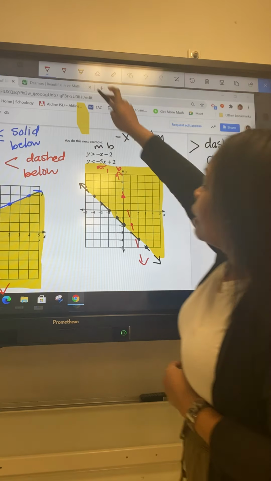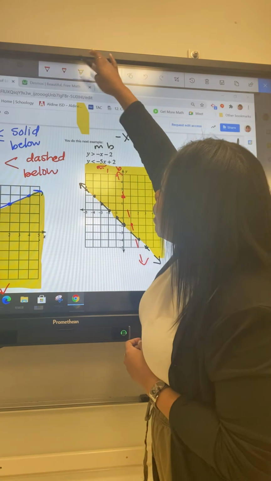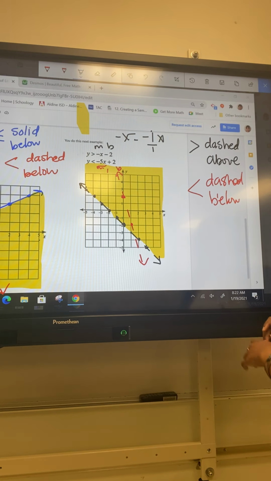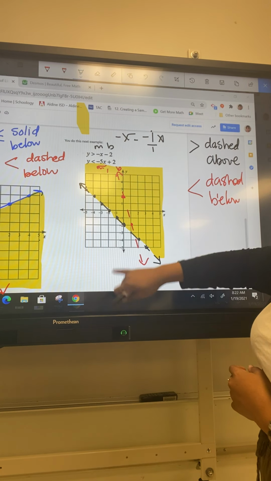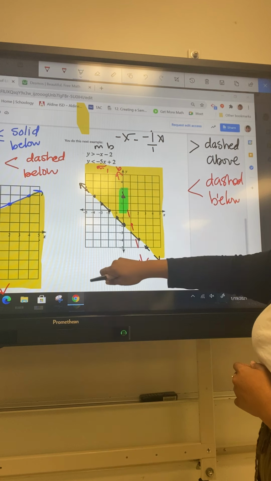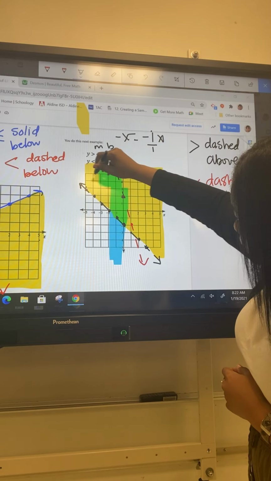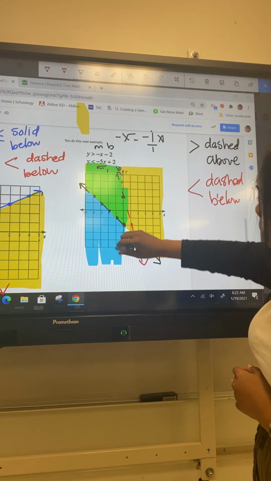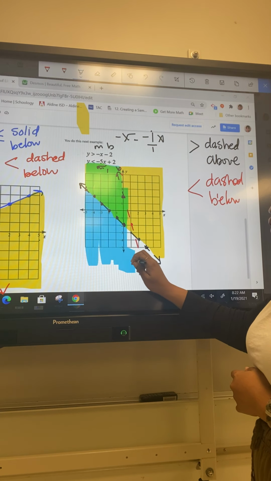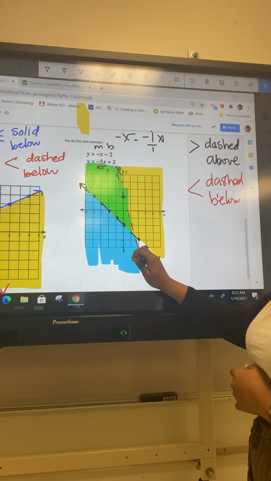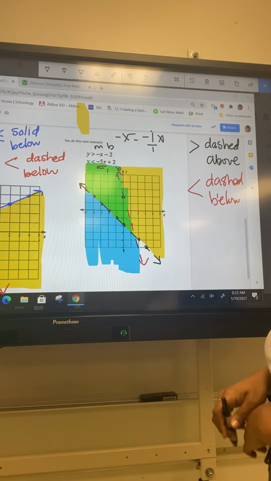All right, and it is less than, so this time we are going to shade below. That means I want everything that is below this line. So if I pick these dots, I want to go down. All right, so just like that. So everything that is below this line, below this red line, we follow it like that. All right, got a little bit of overlapping there, but you guys get the idea.